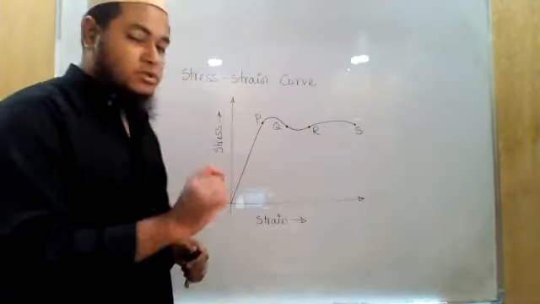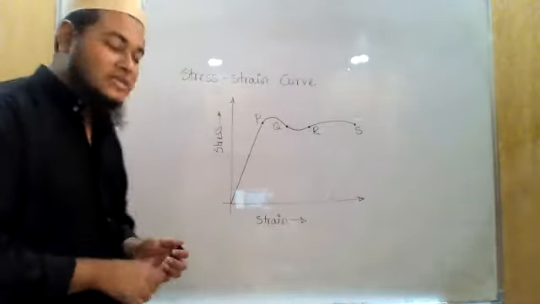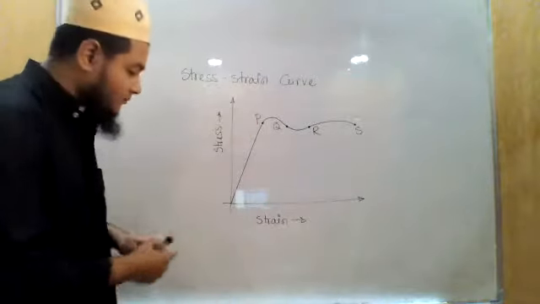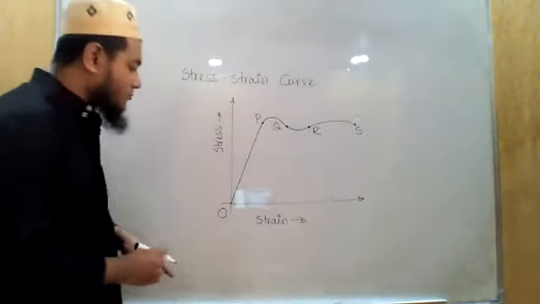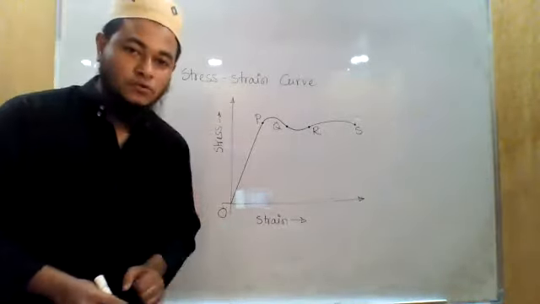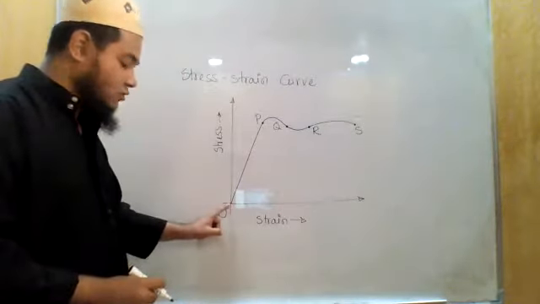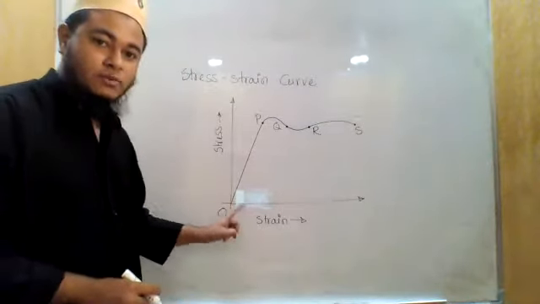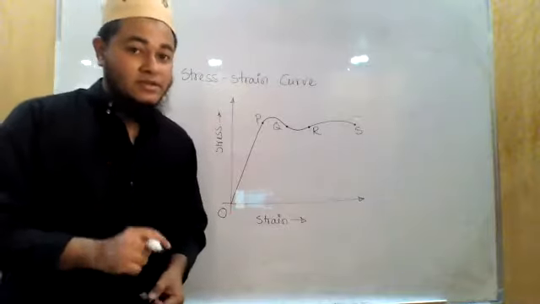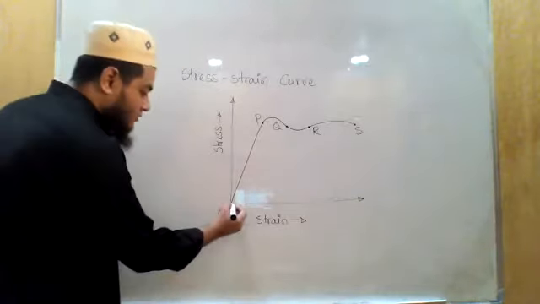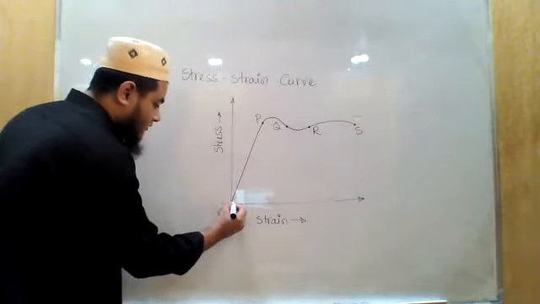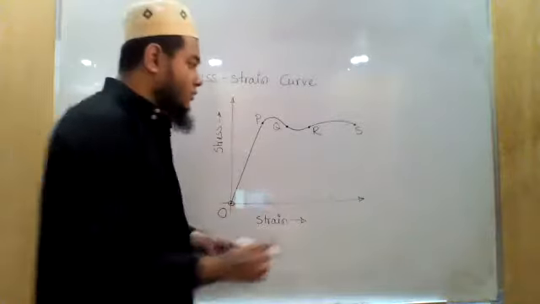So if we put this on the graph, then we will see a line like this. This is the origin where both the strain and stress are zero. When we do not apply any stress, that means zero stress, the strain will also be zero. So definitely the first point will be at zero. Okay, this is our first point. Now what will we do?